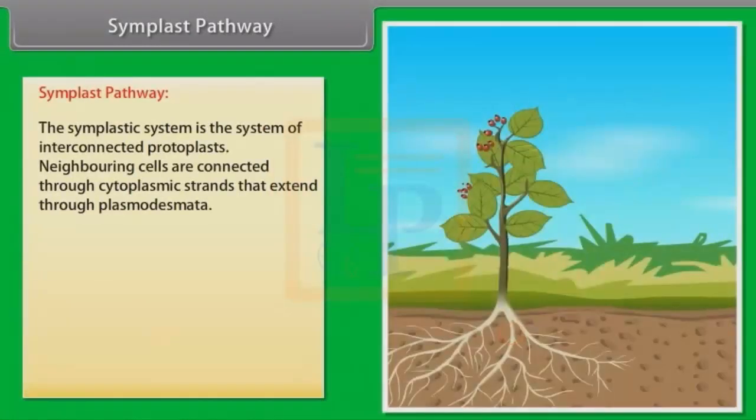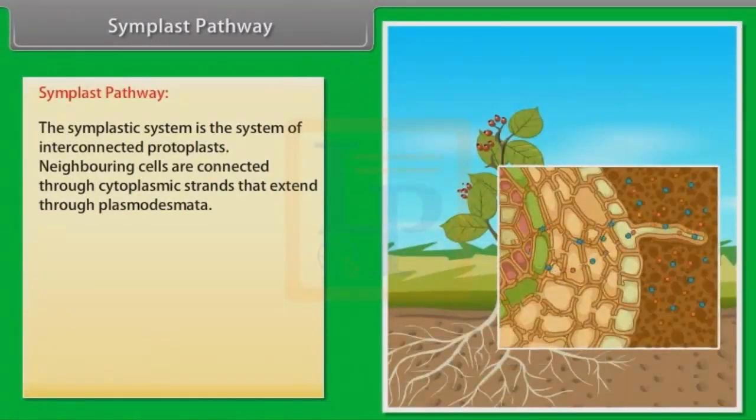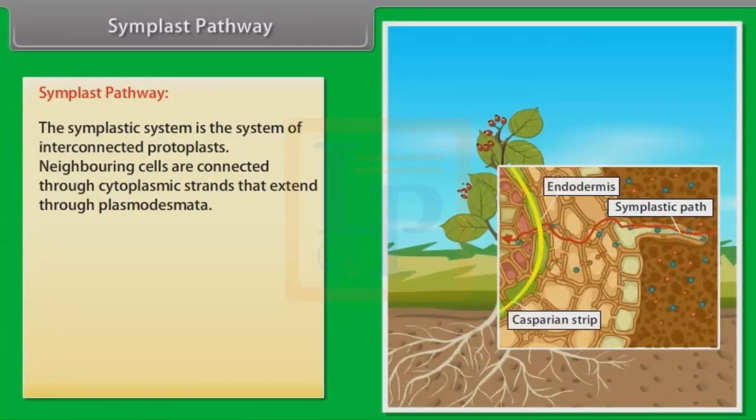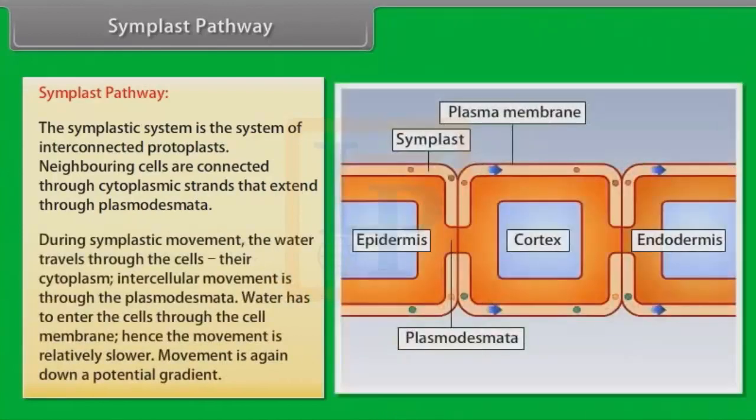Symplast pathway. The other pathway is the symplast pathway. The symplastic system is the system of interconnected protoplasts. Neighboring cells are connected through cytoplasmic strands that extend through plasmodesmata. During symplastic movement, the water travels through the cells, through their cytoplasm. Intercellular movement is through the plasmodesmata.